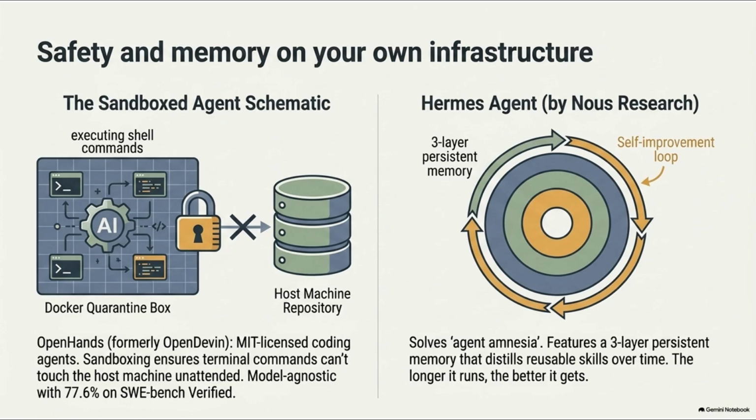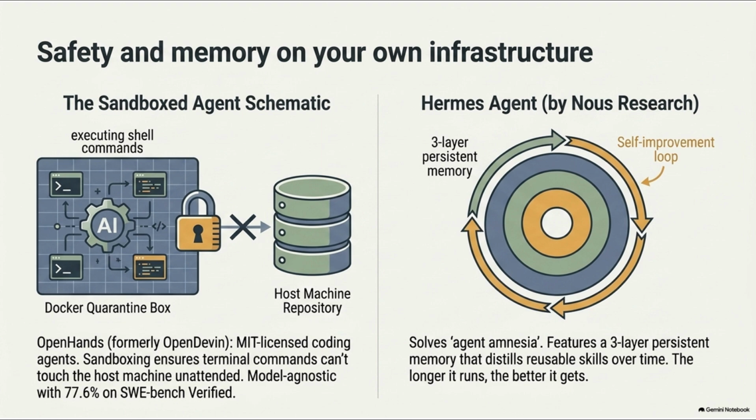Two names to know in this tier. First, OpenHands. And heads up, it used to be called OpenDevin, so you'll see both names online. It's open source. It works with almost any AI model you want, and its standout feature is sandboxing. Every command it runs happens inside a sealed container that physically cannot touch the rest of your machine unless you approve it. That's what makes it safe to point at a real codebase and walk away.